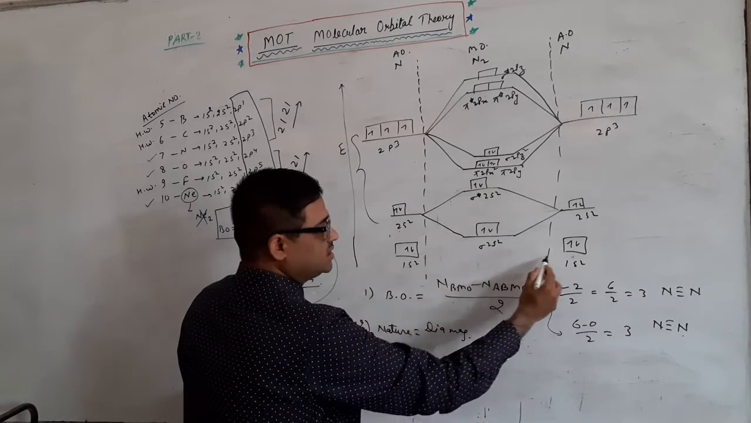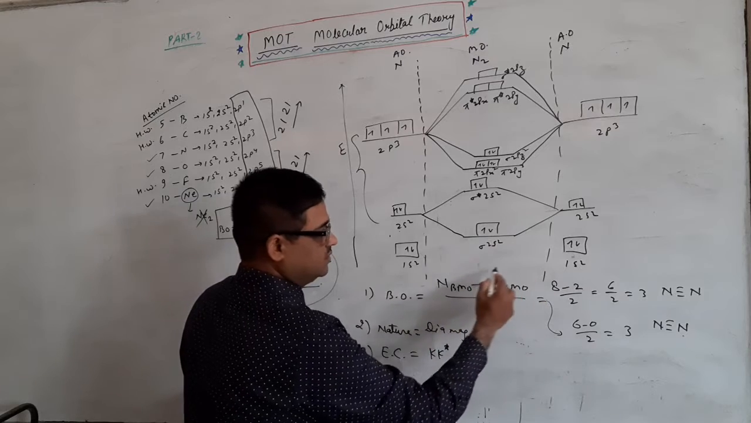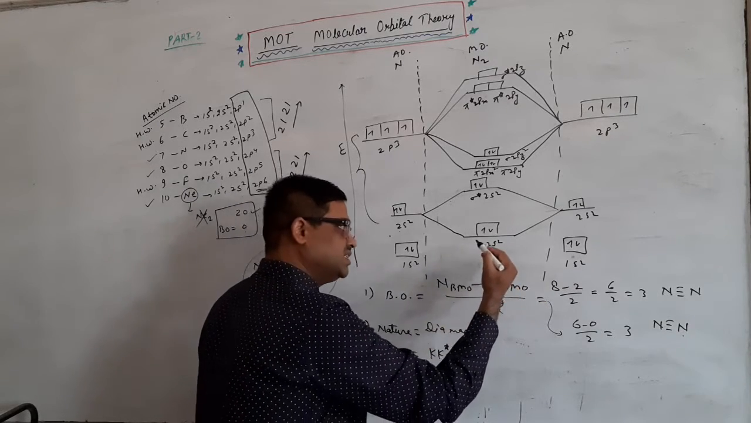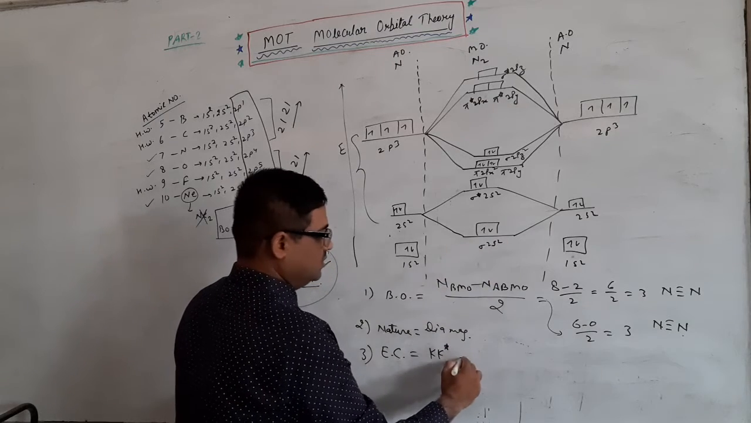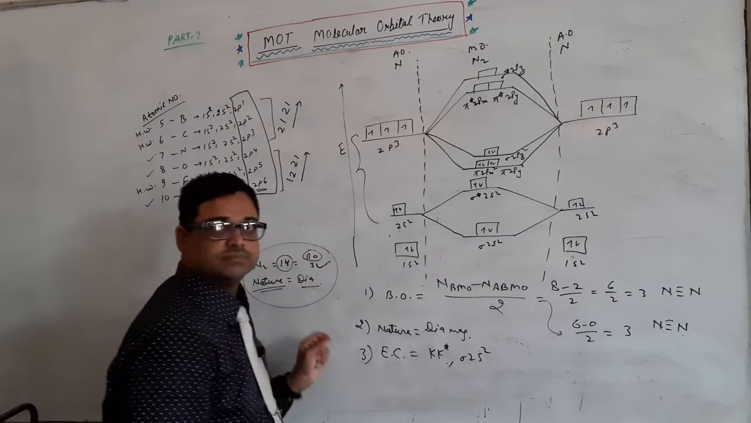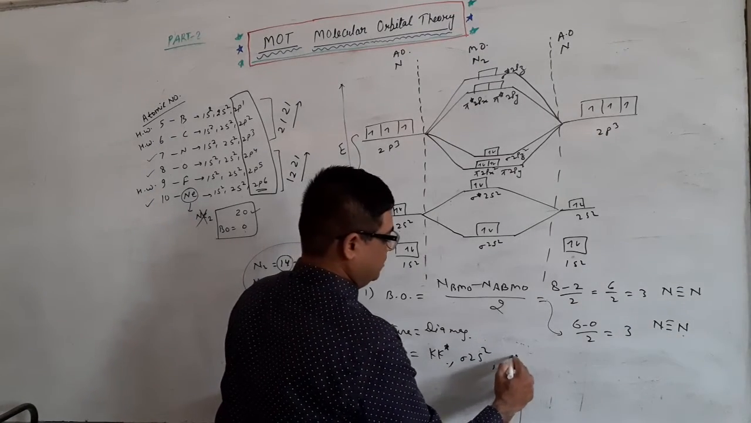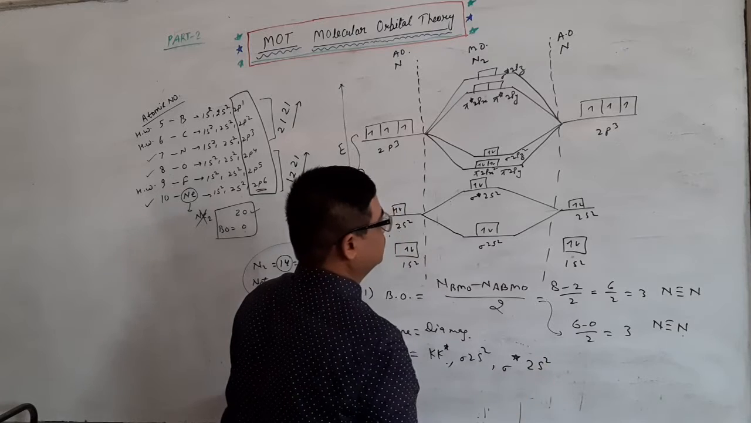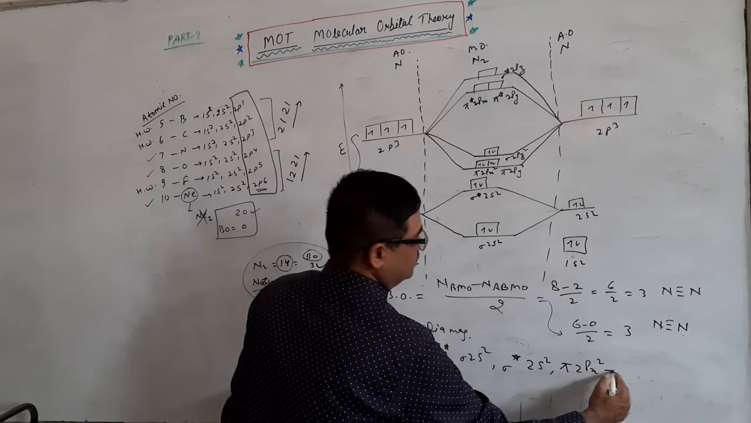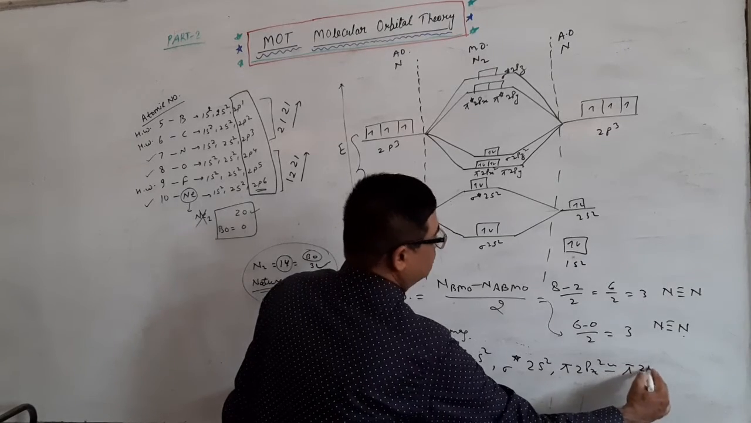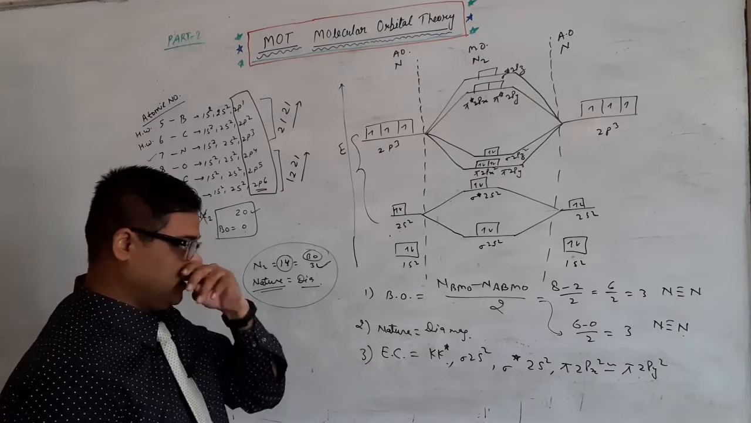We will write this KK star, for sigma 1s2 and sigma star 1s2 we can write KK star. Then sigma 2s2. Clear? Then sigma star 2s2. Then pi 2px2, which is equal to pi 2py2. Clear? So this will be the electronic configuration.